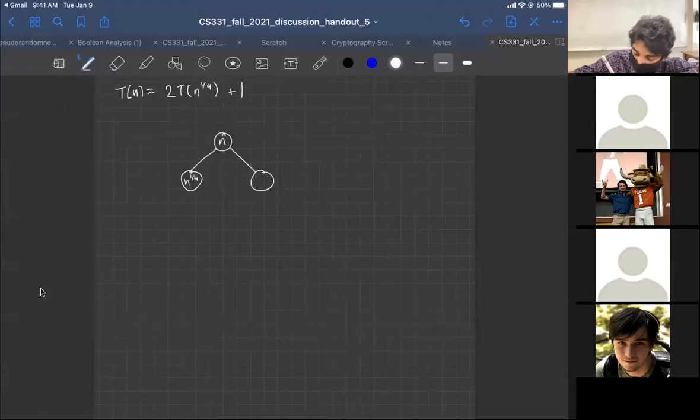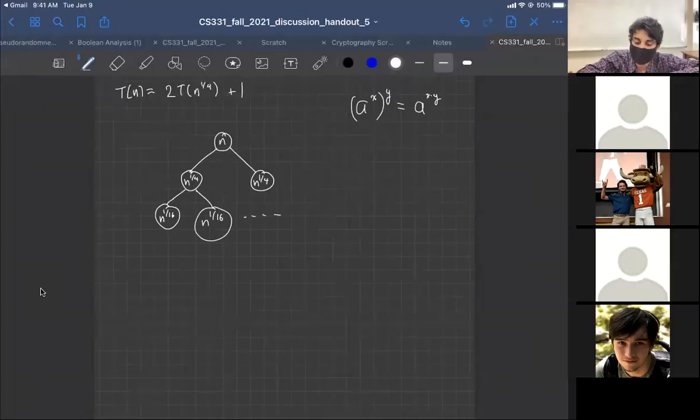So what happens to a problem of size n to the 1/4? We create, again, 2 problems for each one. But what is the size of the problem now? It's not n to the 1/4, but n to the 1/4 to the 1/4. What happens if you take an exponent to the exponent? Those exponents multiply, right? Formally, a to the x to the y is equal to a to the x times y. So you get n to the 1/16. You have 4 of these problems, and so on.